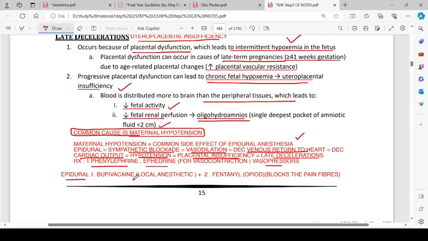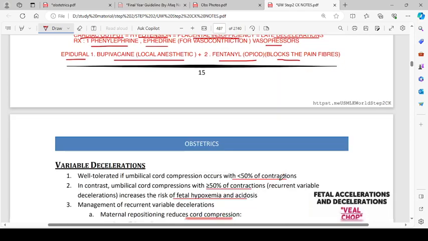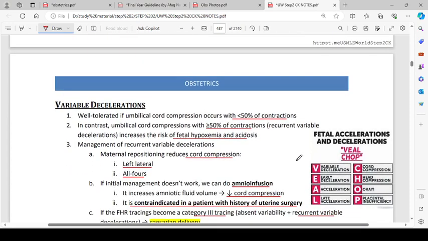Epidurals use bupivacaine, which is a local anesthetic. Fentanyl is an opioid that blocks the pain fibers. Then we have variable decelerations.